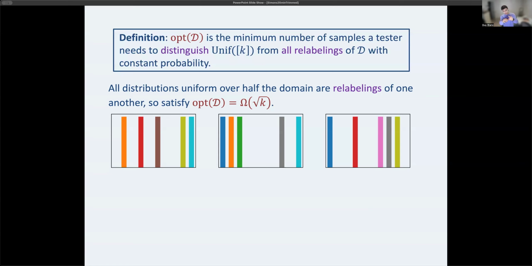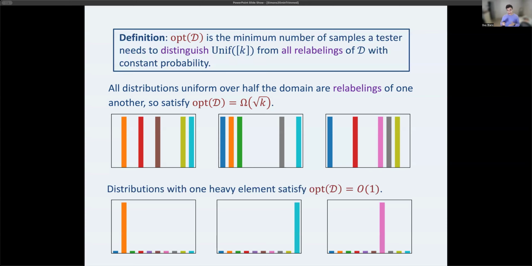Now, it's not the case that you always get at least square root k. Remember, we had this intuition a few slides ago where when there's a heavy element, the task is simple. And that ends up being the case for this definition. So distributions with one heavy element end up having a constant opt. So this does get more at the intuition, at least the one I had when I looked at the diagrams a few slides ago and tried to figure out which seem obviously uniform and obviously far from uniform.